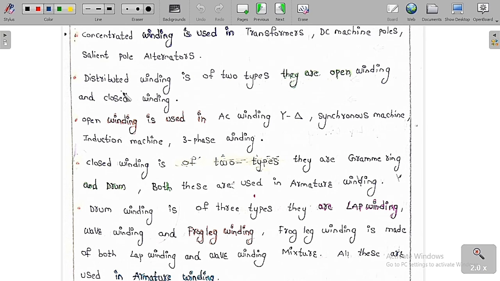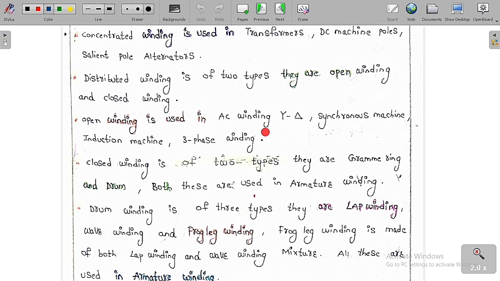Then comes the distributed winding. It is of 2 types. They are called the open winding and the closed winding. So distributed winding is of 2 types: one is called the open winding and the other is called the closed winding. Now we will discuss these two windings in a very detailed manner.